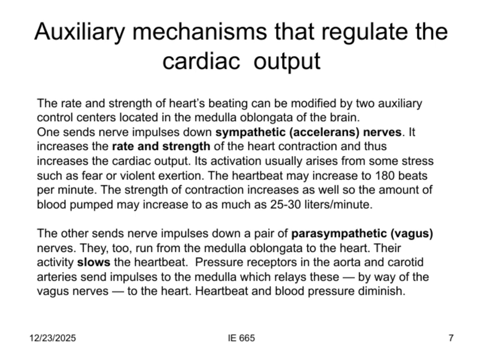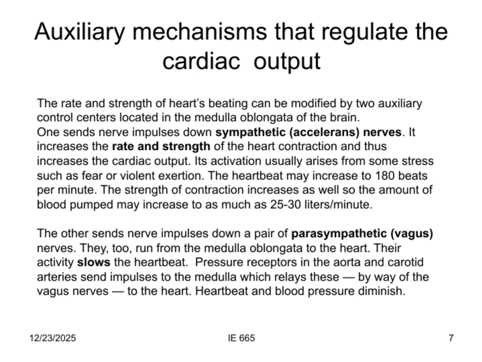These nerves run from the medulla to the heart as well, and their role is to slow down the heartbeat. The activity of this system is influenced by pressure sensors in the aorta and carotid arteries. When blood pressure is high, these sensors send impulses to the medulla, which then relays signals via the vagus nerves to the heart, causing both the heartbeat and blood pressure to decrease.